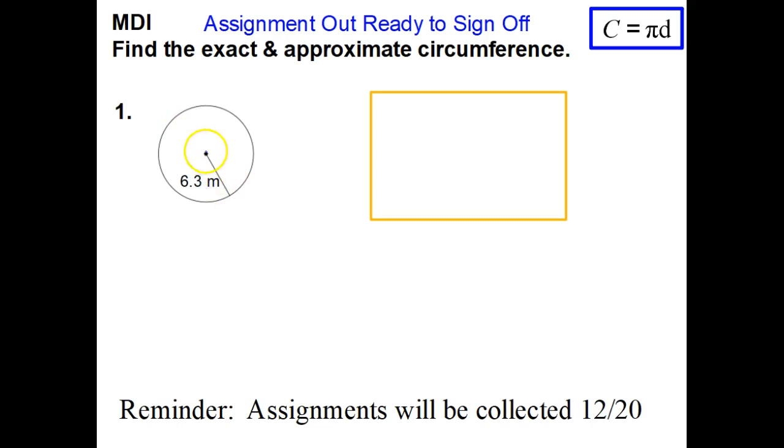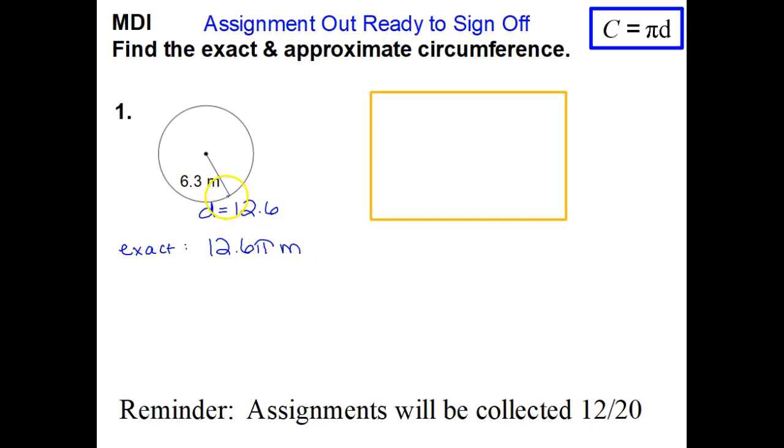If they only give us the radius like they do here in number 1, we have to take 2 of those. So 6.3 times 2, 6.3 plus 6.3. The diameter in this case is equal to 12.6. To find the exact circumference, we just take pi times the diameter, so 12.6 pi. And in this case, our label would be meters.